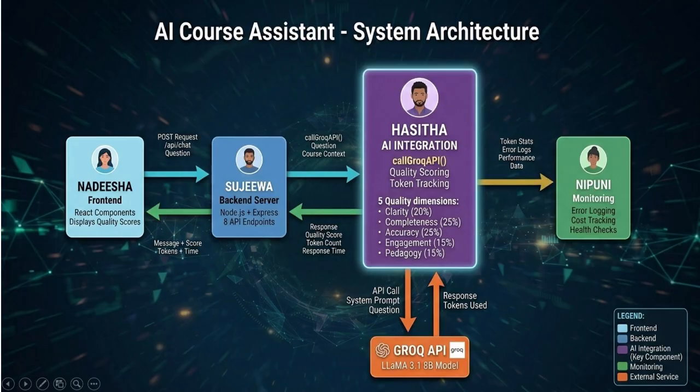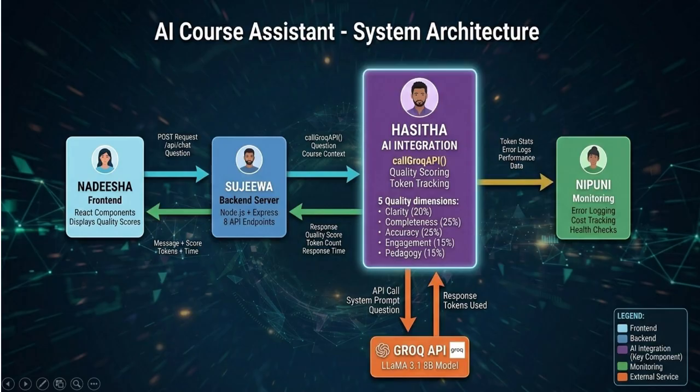How and why this matters for learning. The architecture ensures that students get reliable, trustworthy educational content. The quality scoring tells them which responses to trust. The cost tracking ensures the project remains feasible. The error handling ensures the system keeps working when problems occur.